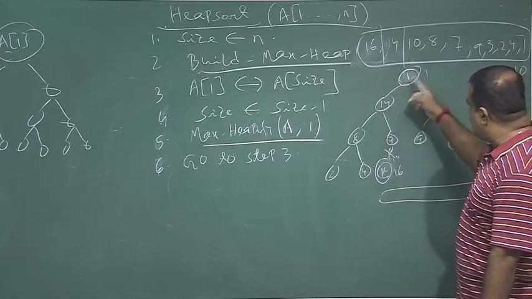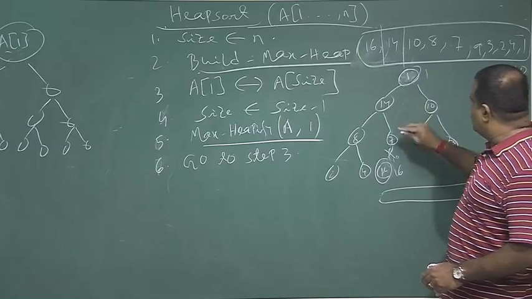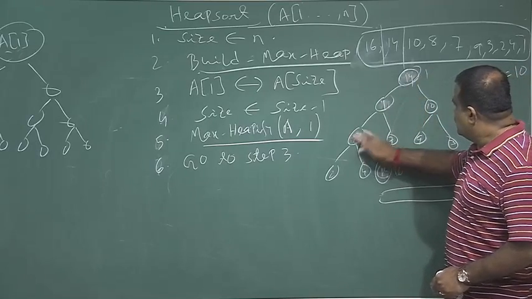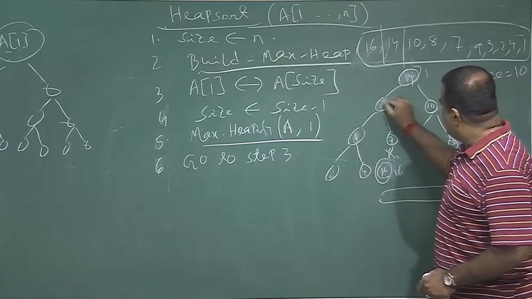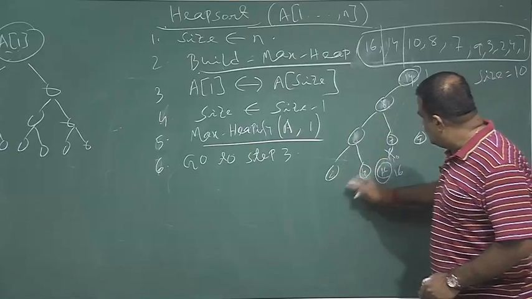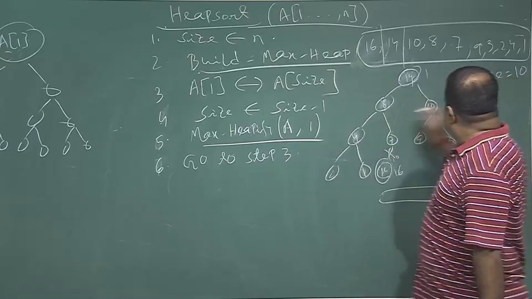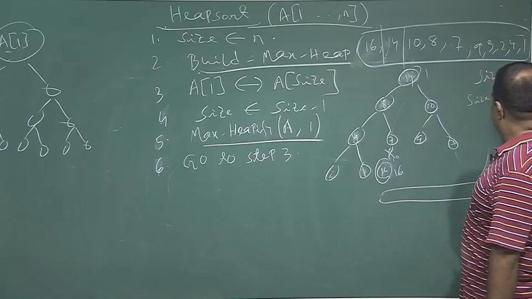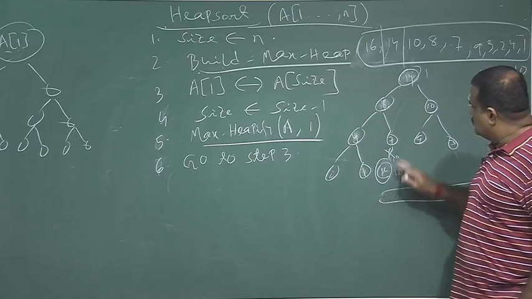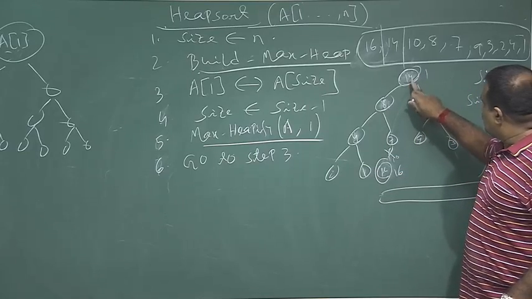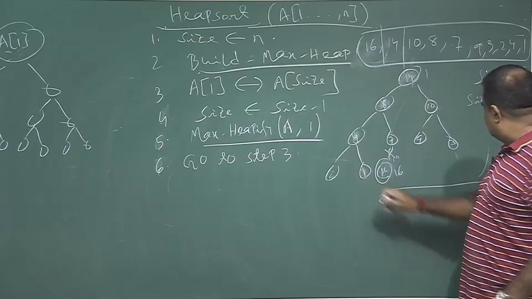So, we again do the Maxify for this. This will exchange with this, so 1 will come here, and 8 will go here. Then this 1 will come here, and 4 will go there. Then we will reduce the size. Now, the size is 9. Now this 14 we exchange with this 1 again.